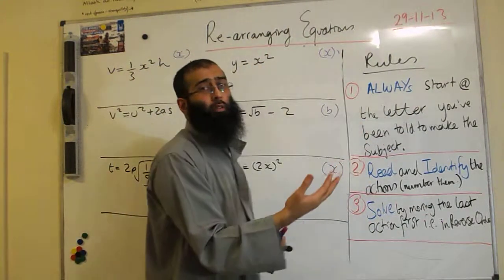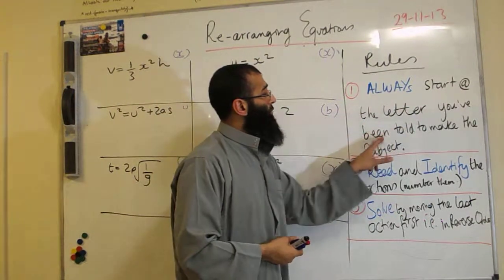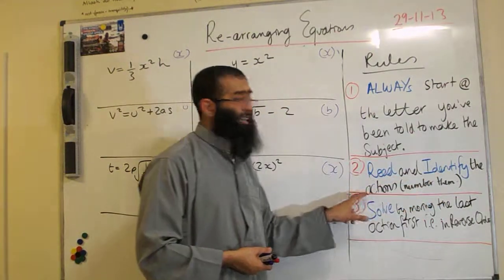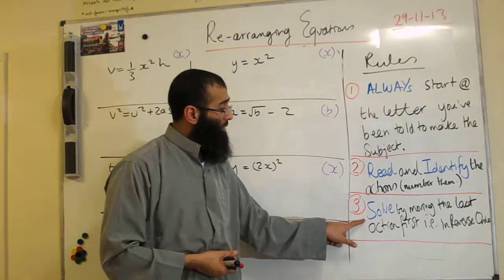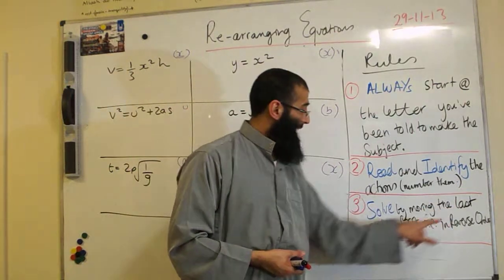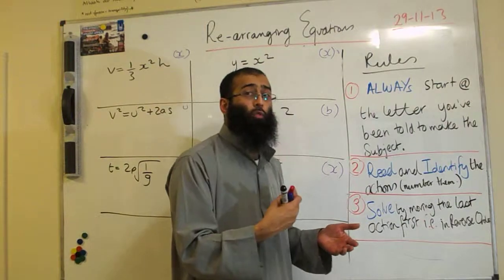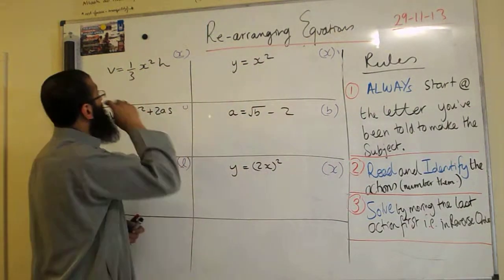These are the rules I described in the first video. Always start at the letter you've been told to make the subject. Read and identify the action, which means number the actions: what's been done first, second, third. And when we solve by moving the last action first, we start going in reverse order. So the third action moves first, then second, then first, and so on. So this is the second set of questions that we've got here now.